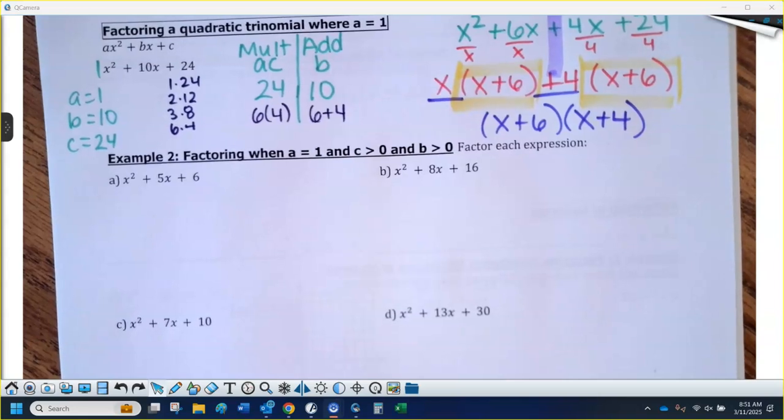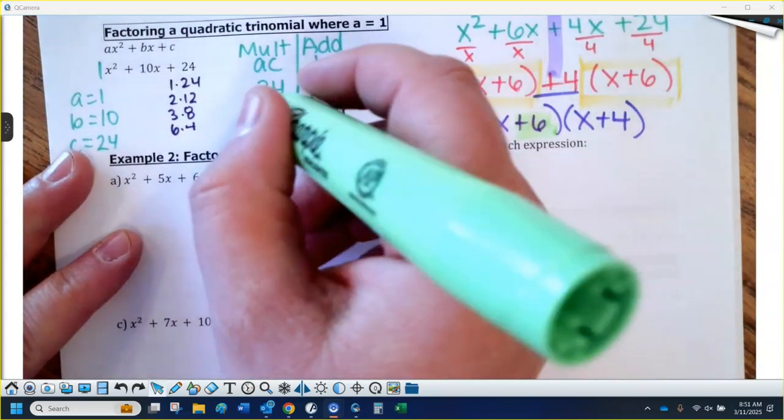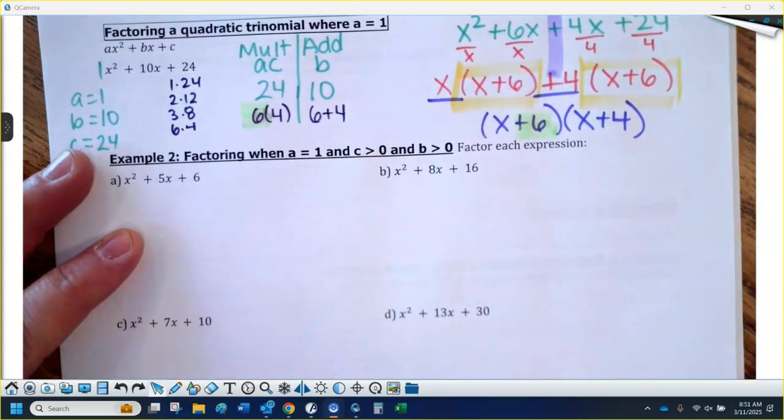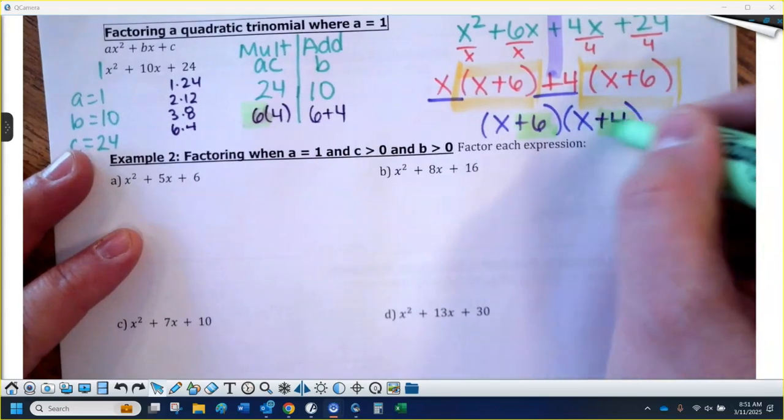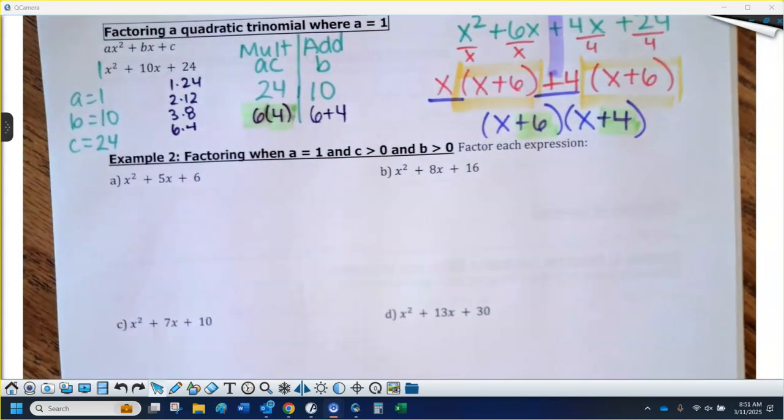What I want to point out to you, does anybody notice anything about our answer and what I asked you to get for the numbers to multiply and add? I have you guys look at those. This is a plus 6, and you told me 6 was one of the numbers. This is a plus 4, and the other number you told me was 4.